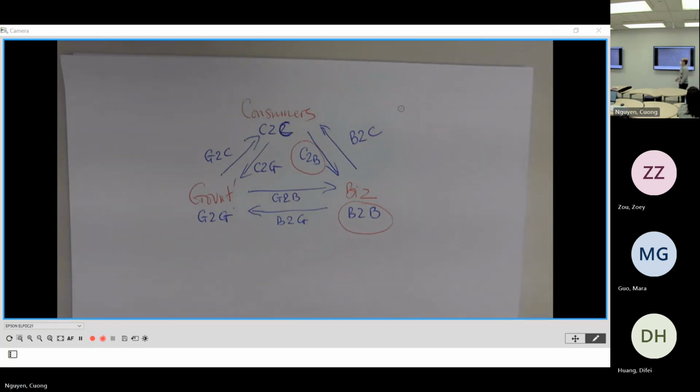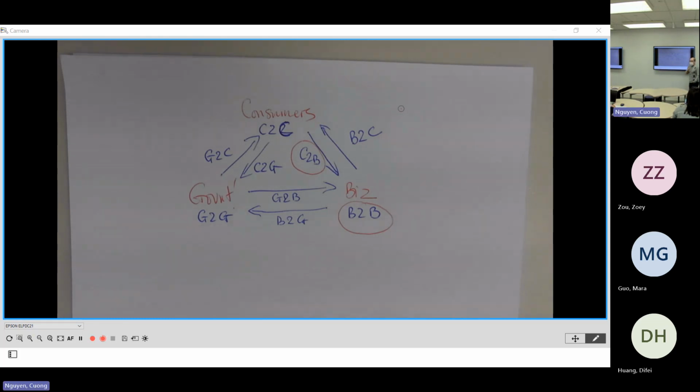Now, question: which one is the most advanced technologically at this moment? C2B. Why? Because business has to get money from customers. Now everything, with modern technology, is updated with apps and a lot of things. So C2B is the most advanced technologically among all these payment services.